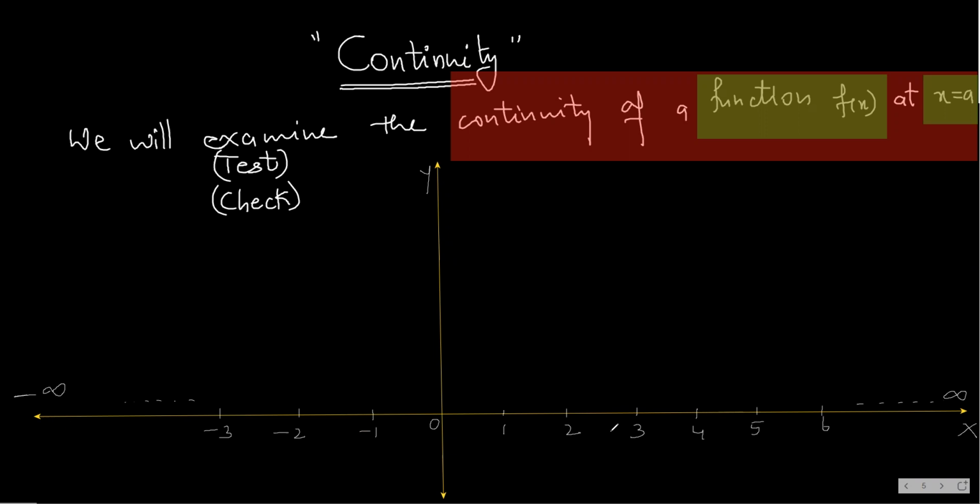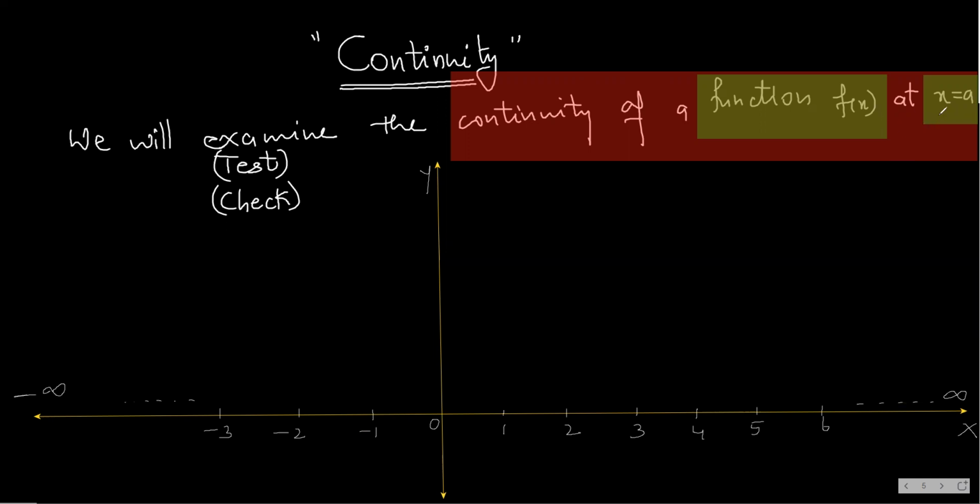Now you know, students, that a function can be plotted on graph paper. If I have a function, I can always have a plot of that function. So what I do here first is, as I have here x equals a, for the sake of better understanding, I will take x equals 3.